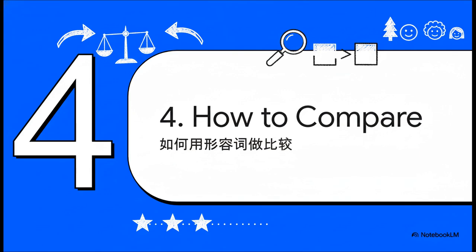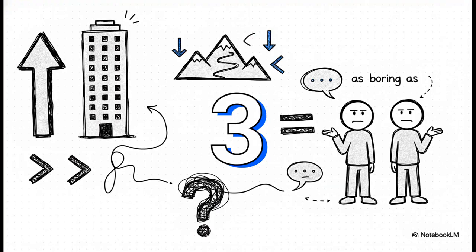So now that we know how to build a rich description, let's look at the next logical step, using those descriptions to make comparisons. How do we use adjectives to say something is bigger or better or just more interesting than something else? At its core, comparison is really about three simple relationships. One thing is greater than another, less than another, or equal to it. The logic is pretty straightforward, but the grammar rules, well, that's where things can get a little tricky.